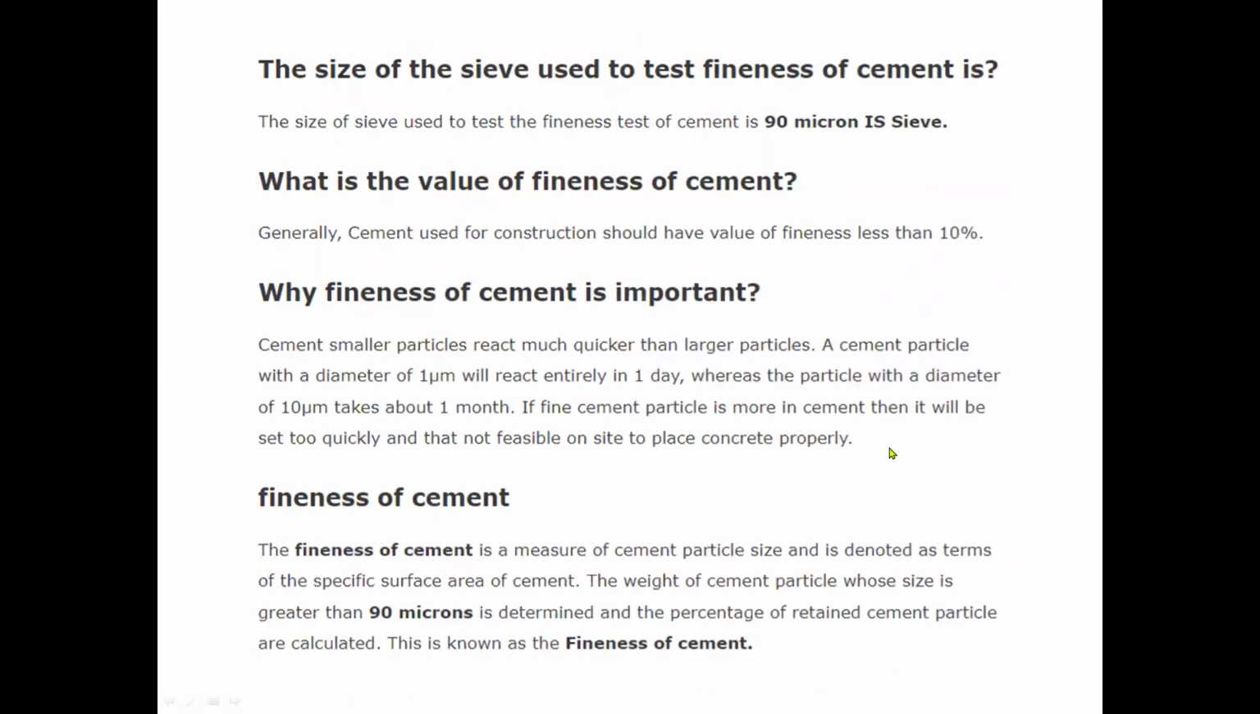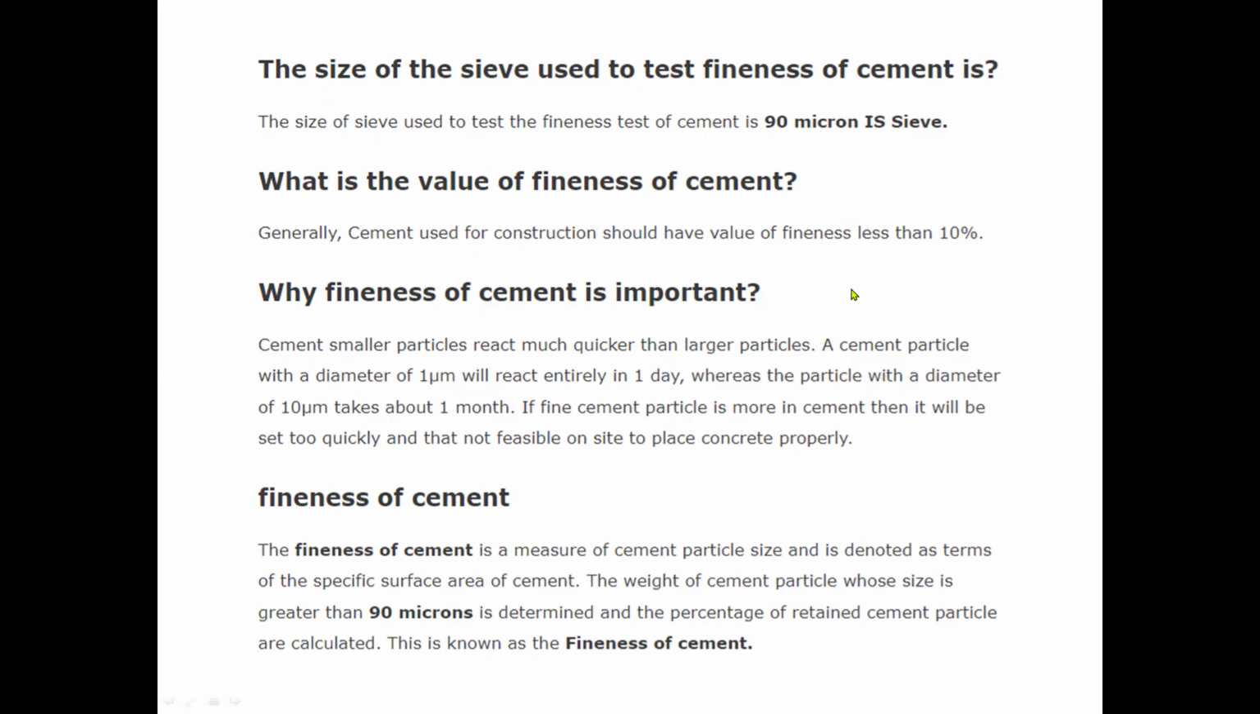The size of the sieve used to test the fineness of cement is 90 micron IS sieve. What is the value of fineness of cement? Generally, cement used for construction should have a fineness value of less than 10%, meaning if it is less than 10%, that is a passing rate.